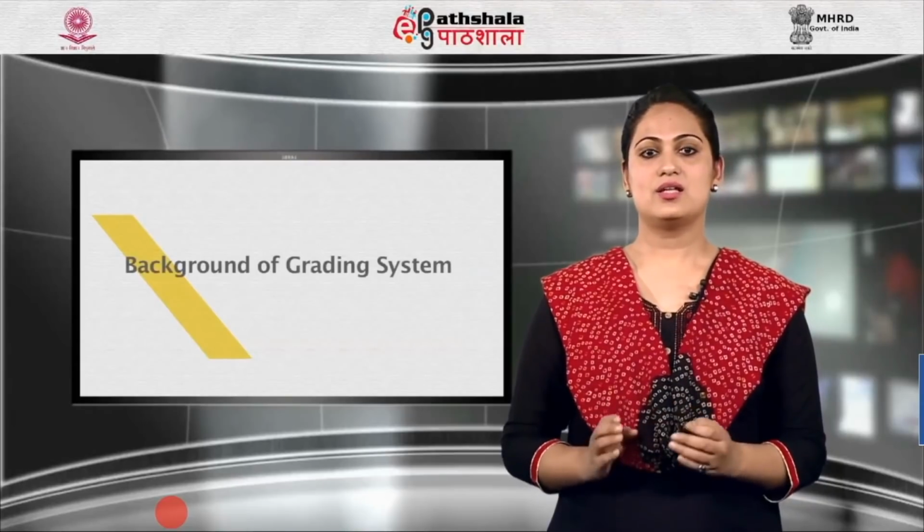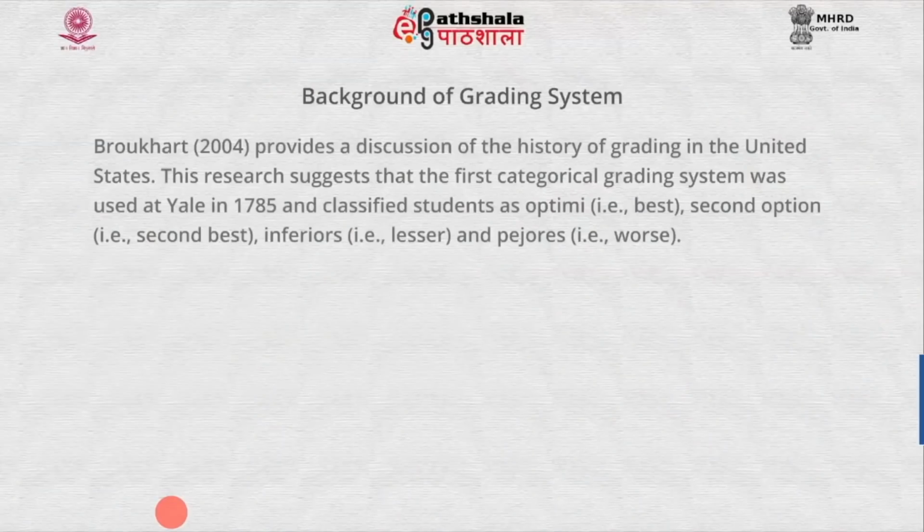In this unit, we shall discuss a new technique of evaluation, that is, grading and marking system. Now, let's understand the origin of the grading system. Brookhart provides a discussion of the history of grading in the United States. This research suggests that the first categorical grading system was used at Yale in 1785 and classified students as optimi, that is best, second optimi, that is second best, inferiores, that is lesser, and pejores, that is worse.